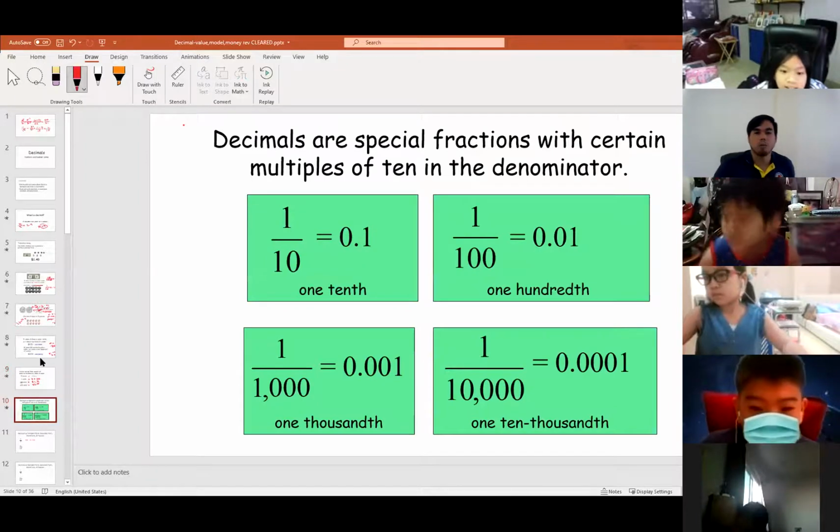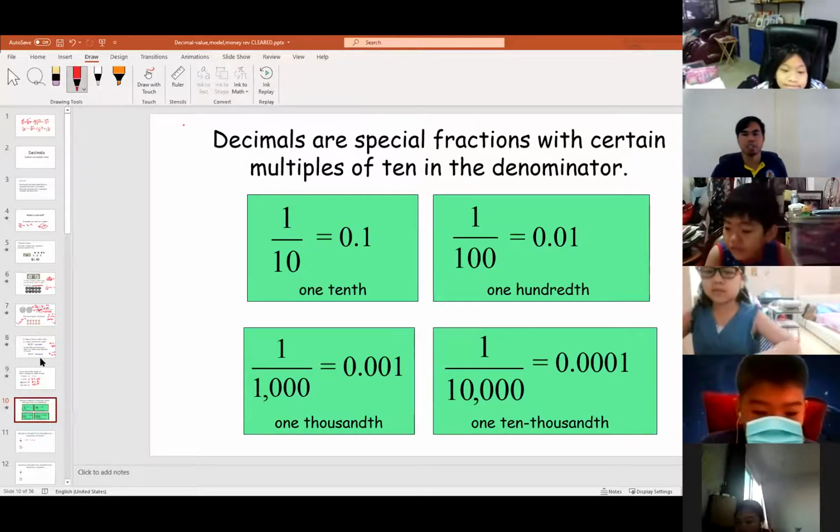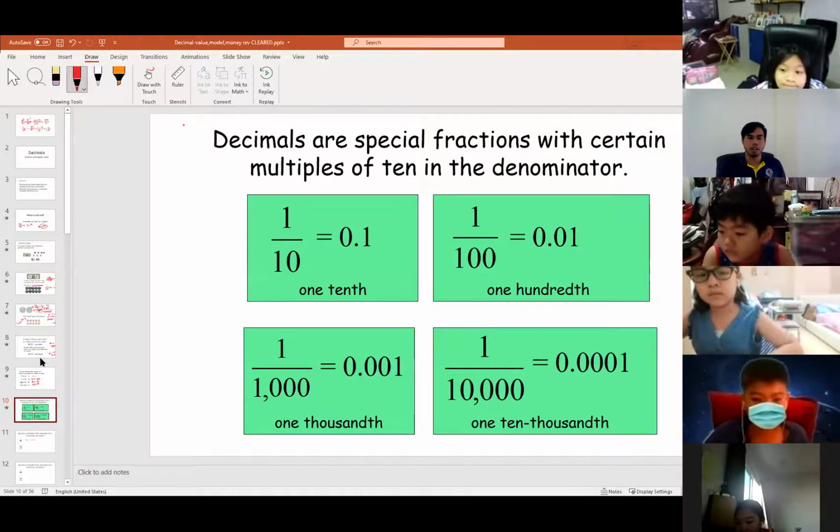Okay. So decimals are special fractions with certain multiples of 10 in the denominator. You can see, for example, right?